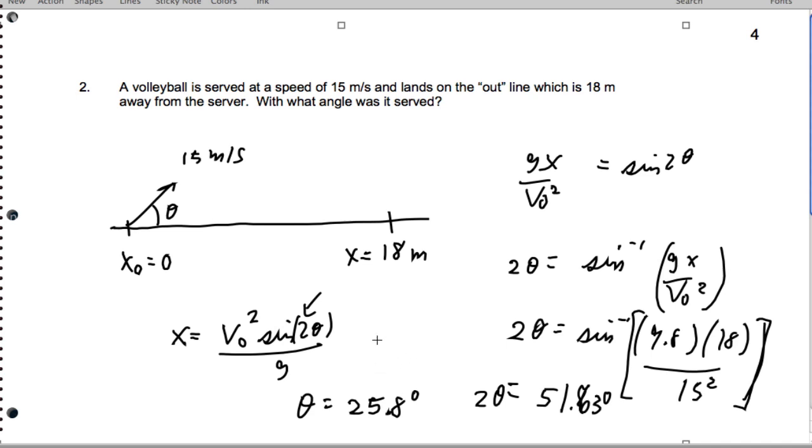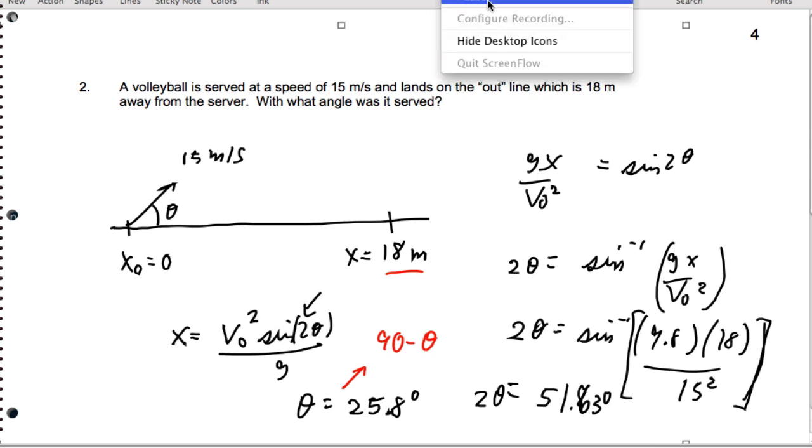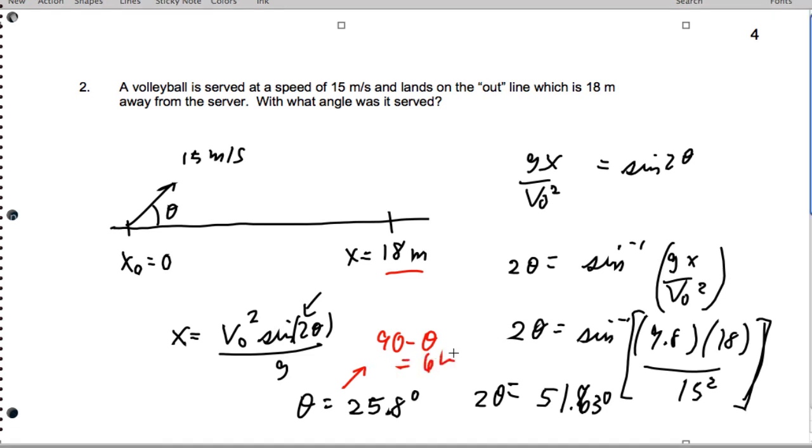Now, one of the things that we worked on our worksheets is if this gives us a range of 18 meters, it turns out that 90 minus theta will also give us the same range. So we actually end up getting 2 answers, 25.8 and 64.2 degrees.